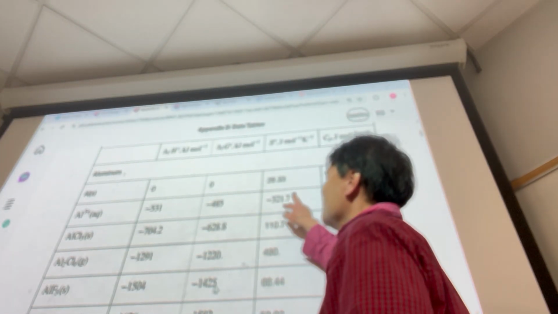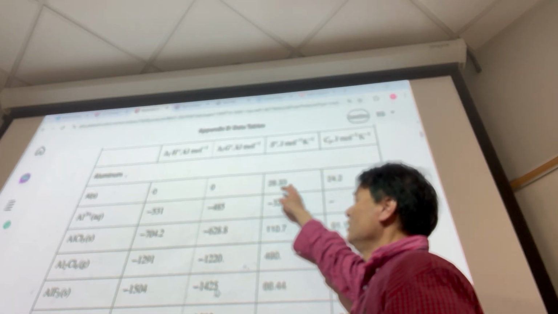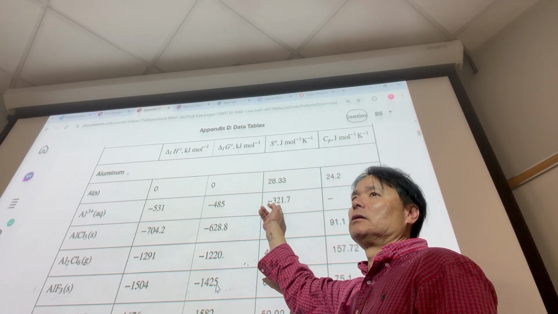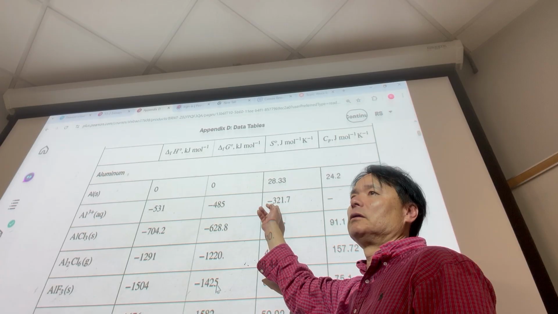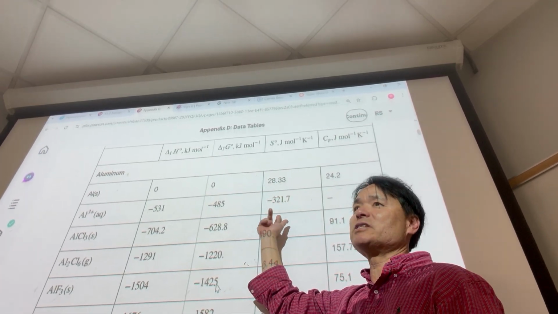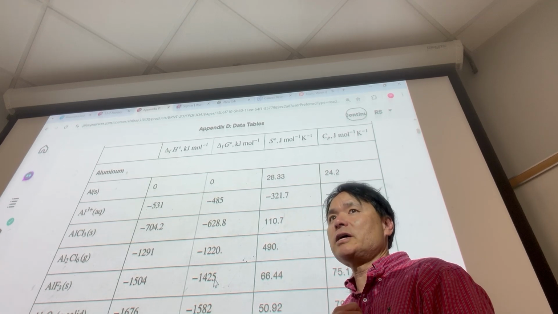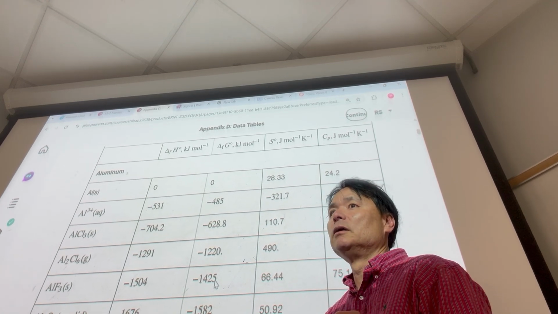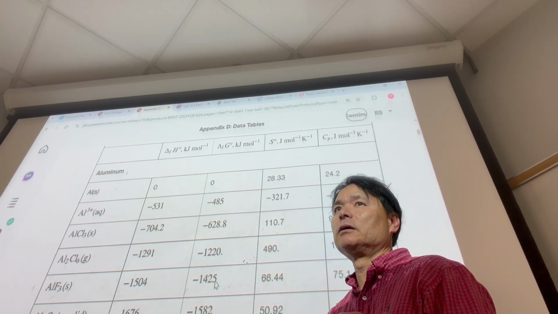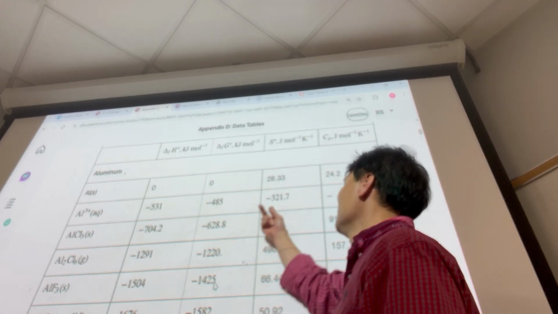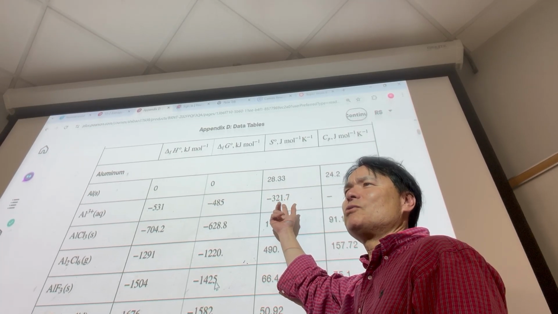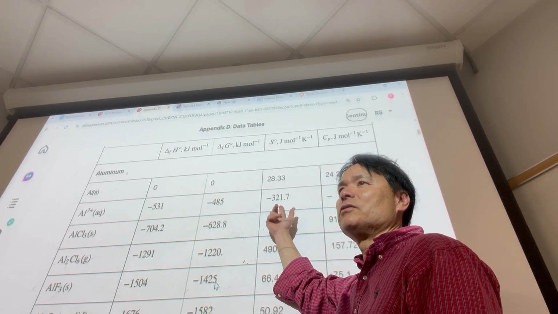Which one has a higher entropy, aluminum solid or aluminum 3 plus aqueous? Which one has a higher entropy? Aluminum 3 plus aqueous. Why? That's correct. And a lot of people will go, no, it doesn't. It's minus 321.7. Well, minus 321.7, is that a violation of the third law of thermodynamics?